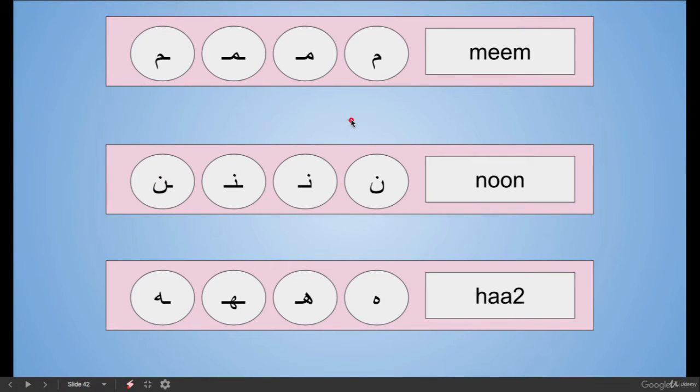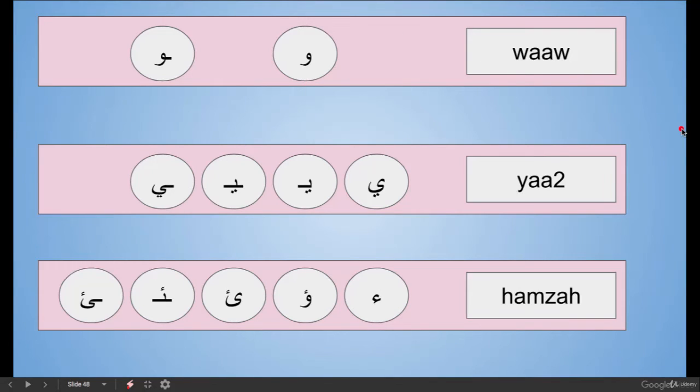So in this lecture we have seen three new letters: the letter mim, the letter noon, and the letter he. We have seen their different shapes, we know their sounds and their names. So let's do the quizzes and learn how to recognize them in any word in Arabic in our journey to master the Arabic alphabet. Thank you so much.